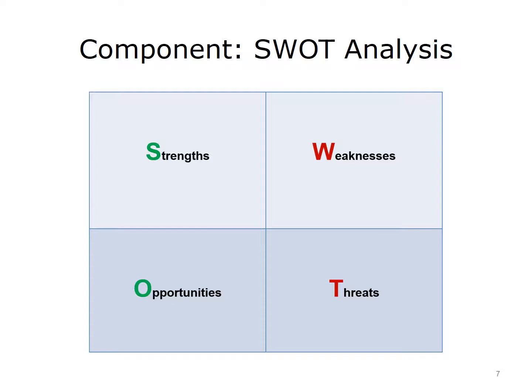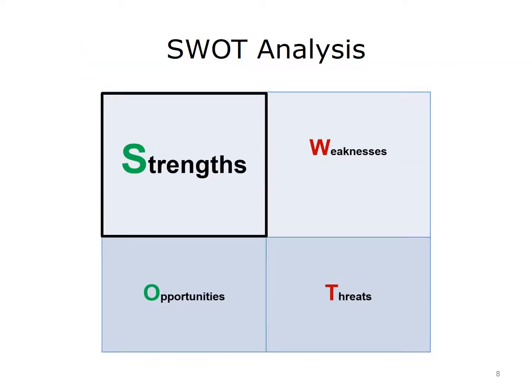The second component part of the IT plan that you are likely to find is a SWOT analysis. As you can see here, SWOT is an acronym for Strengths, Weaknesses, Opportunities, and Threats. The analysis of the organization is taken across each of the 4 categories. Let's look at each of them, individually.